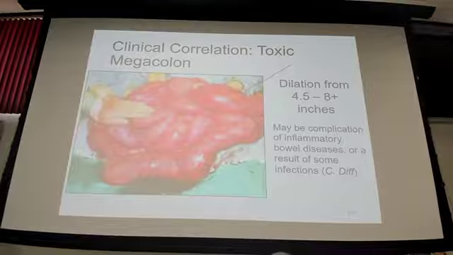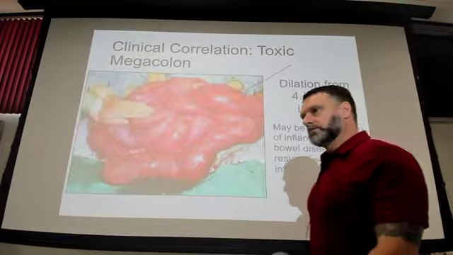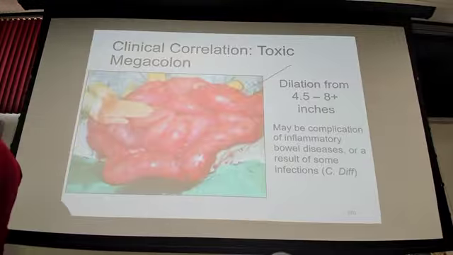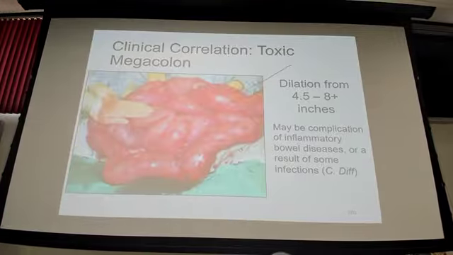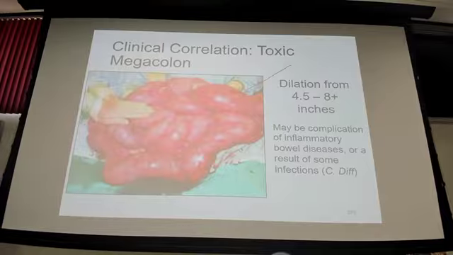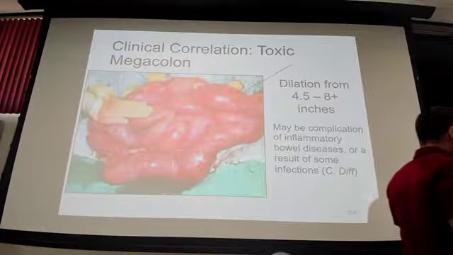It says one of the functions is production of certain vitamins. Where exactly does that happen? Say that again. The production of vitamins. Oh. Where does it happen?